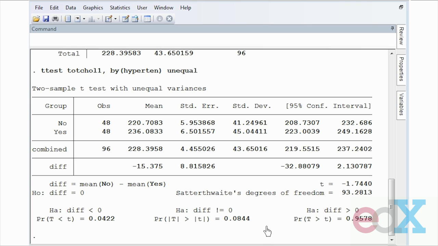But this is how we read the result of our command, which was to say t-test. So t-test on the total cholesterol, by hyper10, the two groups, and let's not make the equal variance assumption. So you have to say, I'm going to make the unequal one. I leave it to you to explore what happens with the Welch approximation, and to explore what happens if you use the equal assumption.